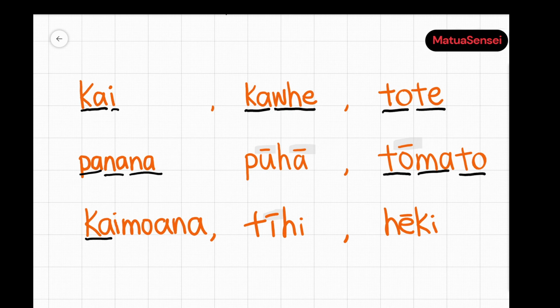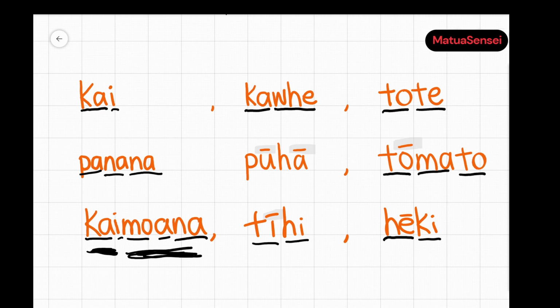Next up we have ka, i, mo, a, na. Now, this is actually a compound word, because kai is food, moana is sea. So kai moana means seafood. Kai moana. Next we have tīhi. Remember, there's a macron on the first I sound, hence why you elongate it. Lastly, we have heki.